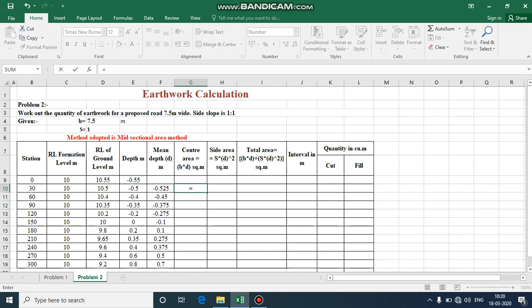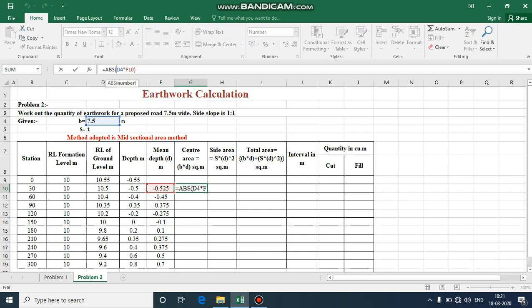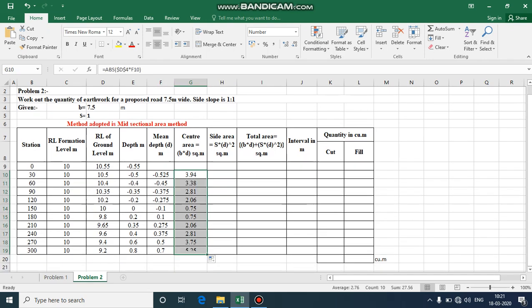For that, you type equal sign, you open the bracket, you have to multiply the B value with the mean depth. Here I am getting the area as negative, but area cannot be negative. For that, after equals, you have to type ABS, means I am taking only the absolute value here. Then B value won't change over the entire program. To keep it as constant, I have to introduce $ sign before and after the alphabet. Now if you drag it, you will get the areas for corresponding mean depths.